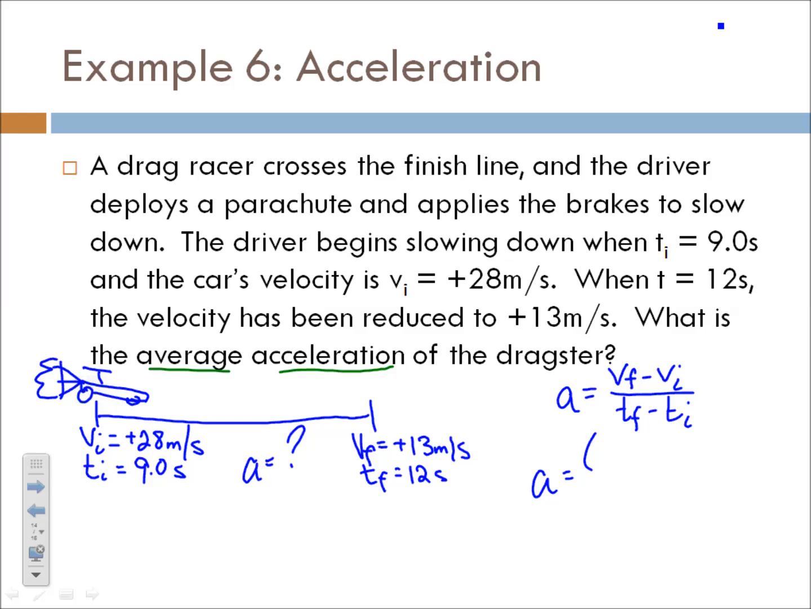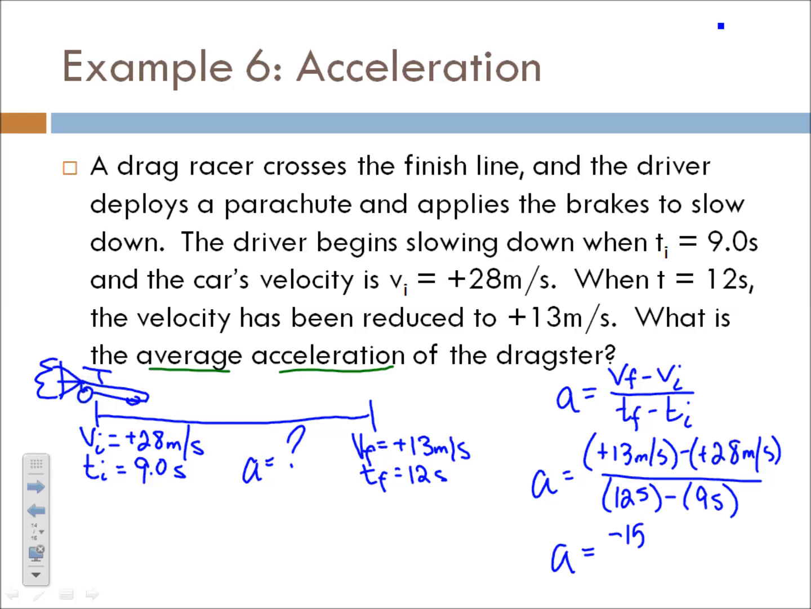When we substitute all of our values in here, our final velocity is a positive 13 meters per second. We subtract our initial velocity of positive 28 meters per second, and divide that by our final time of 12 seconds minus our initial time of 9 seconds. We see up here that we get a negative number. 13 minus 28 is a negative 15, so negative 15 meters per second. 12 minus 9 gives us 3 seconds. That gives us a negative 5 meters per second squared.